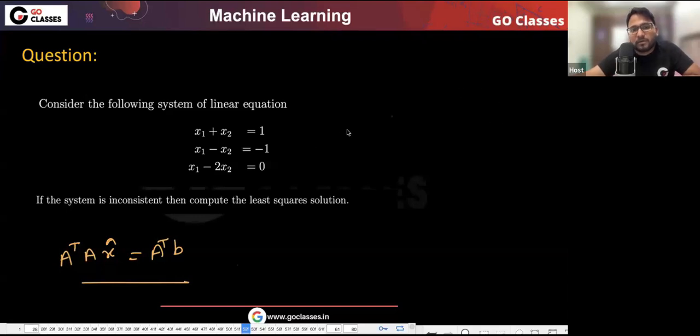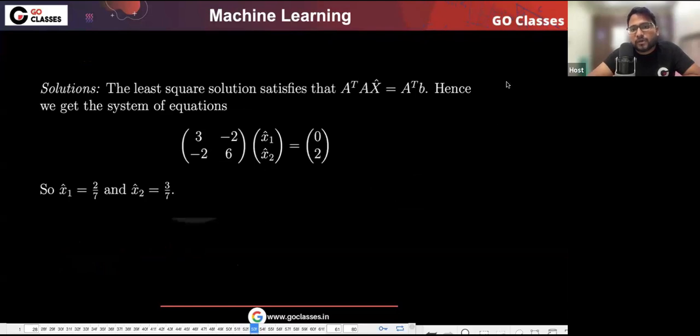Okay, the least square solution is the solution of this. So definitely, the answer is on the next page. You can compute A transpose A, which is coming out to be this, right? And then you can get it.